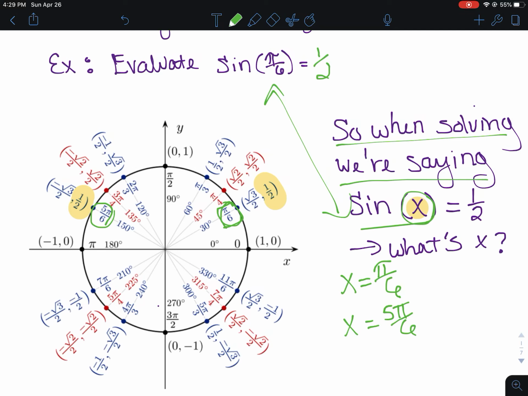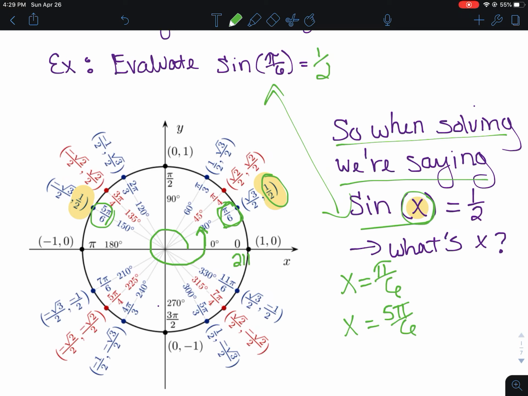And let's say x is pi over 6. That gave me the sine as 1/2. What happens if instead of going just up to pi over 6, I go all the way around the circle and then back to pi over 6?